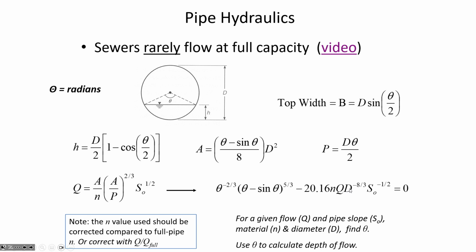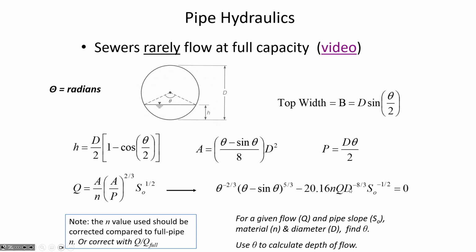Now, one of the things that adds additional complexity to this is, remember that n value in Manning's equation talks about roughness. It's a pipe roughness. And until now, we've always just had a single n value that applies for a certain type of material.